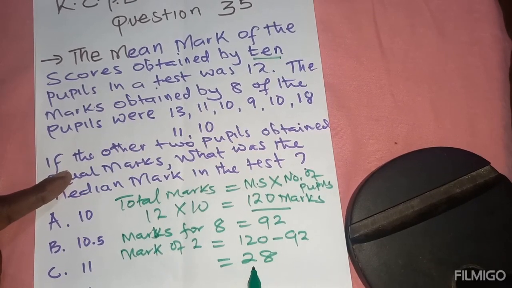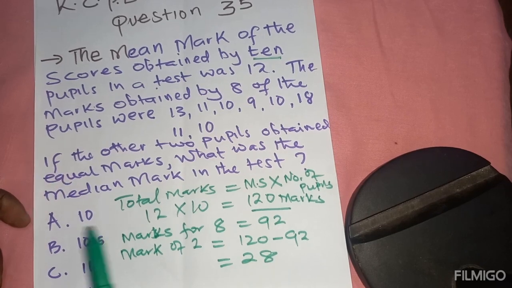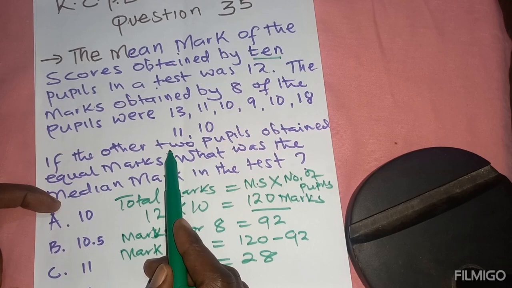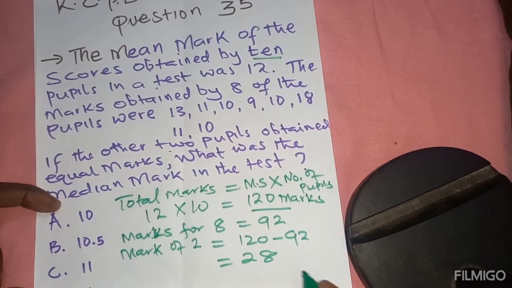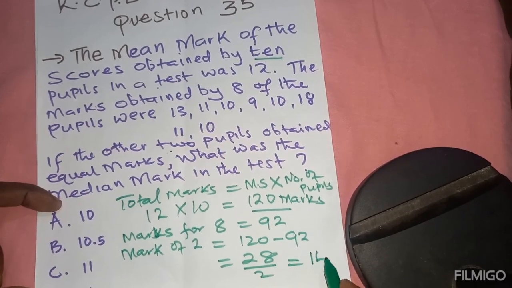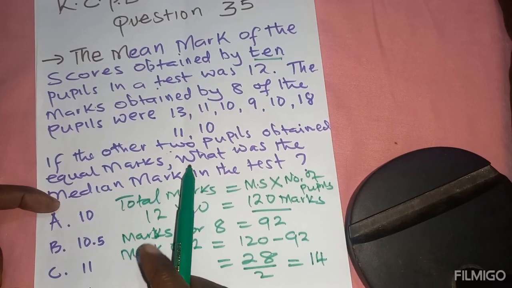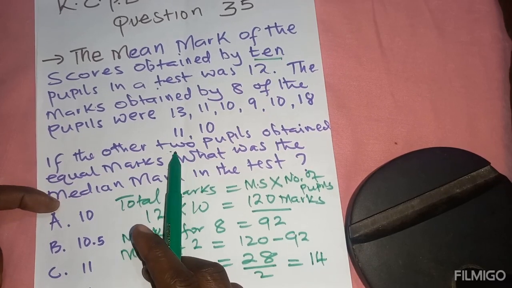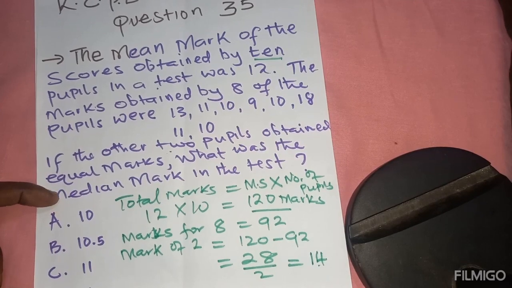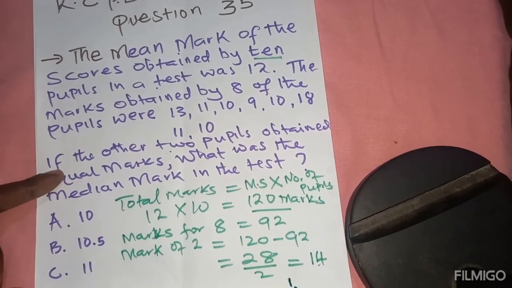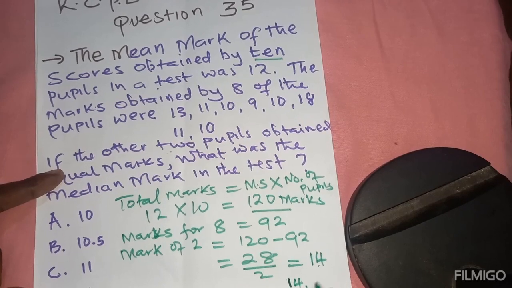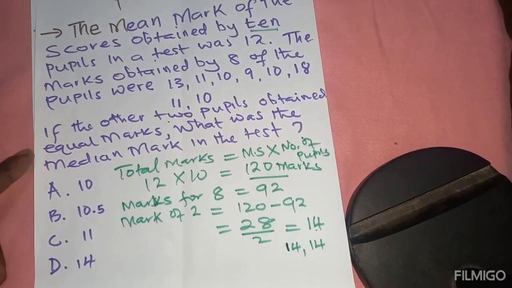So 28 is the sum of the marks obtained by the last 2 pupils. So to get the marks of one of the last 2 pupils, you divide by 2 and you get 14. So the remaining 2 pupils each had 14 marks, 14 for the second last and 14 for the last pupil. So from there we move on.